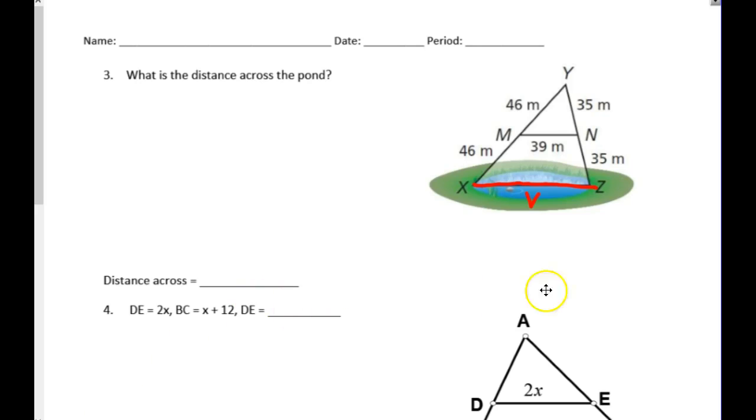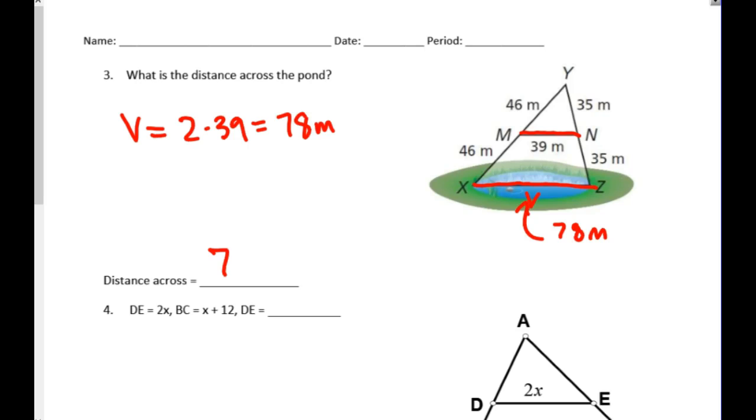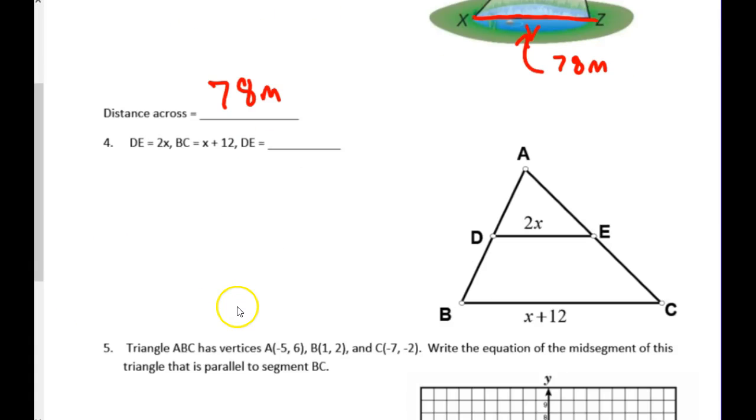So how do I figure out this distance if the midsegment is 39? Okay, I'm going to take that midsegment and times it by 2. So 39 times 2 is 78 meters. Any questions on that? If you've got a midsegment, to find the side, you just multiply it by 2. All right, let's look at the next one, number 4.